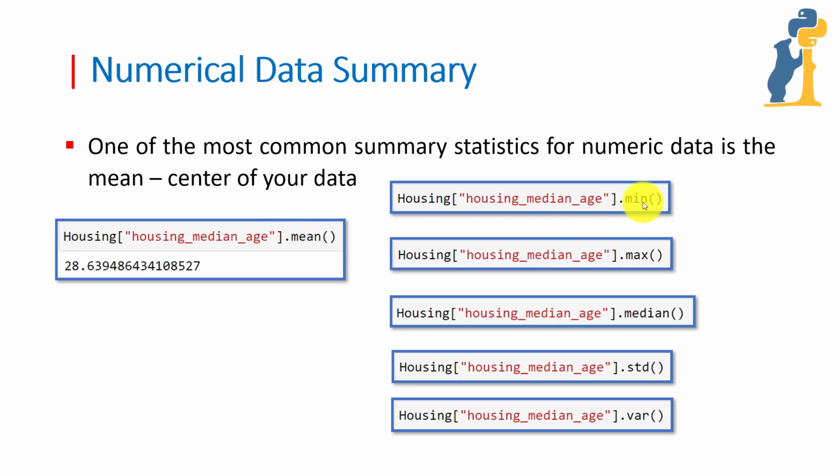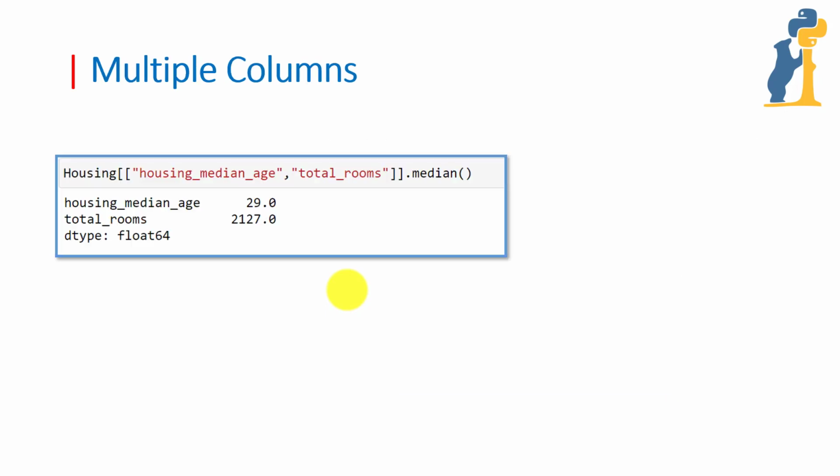There are other methods like minimum, maximum, median, standard deviation, and variance. To get summary statistics for multiple columns, you first need to subset the columns you are interested in, using double brackets: this one for subsetting and this one for a list containing the names of the columns. Then ask for the summary statistics you want, like mean, median, standard deviation, and variance.